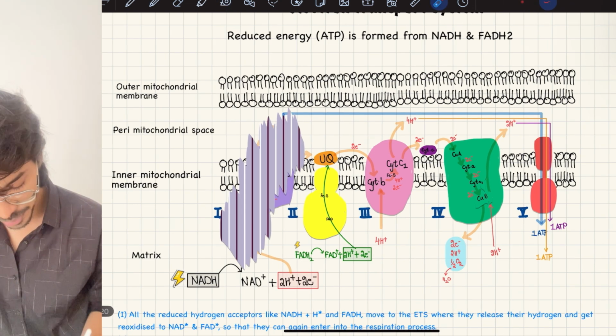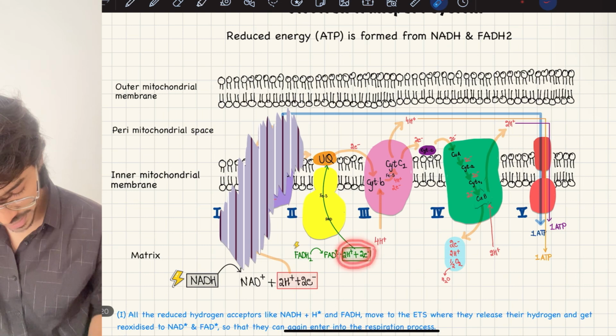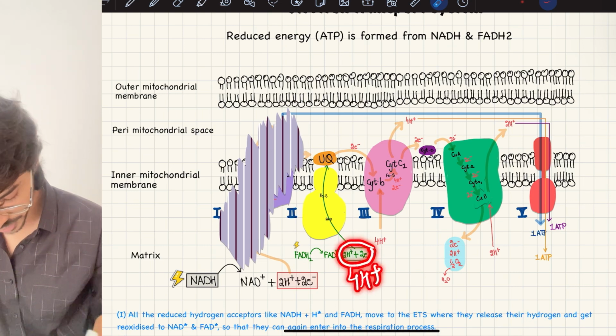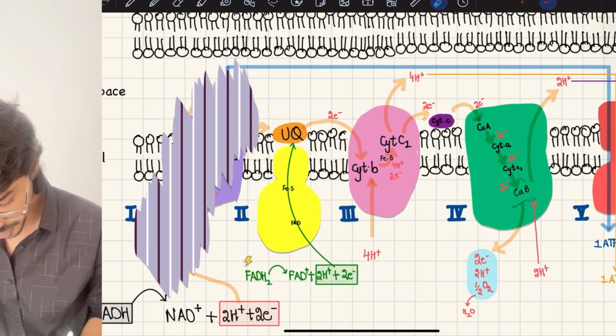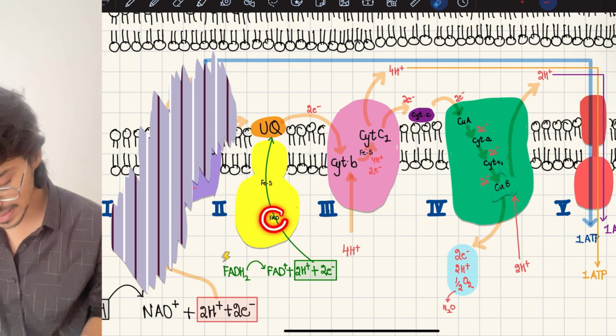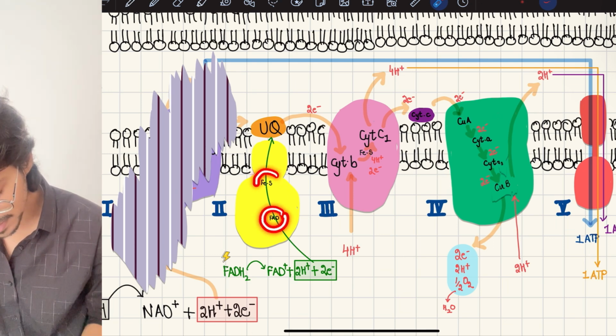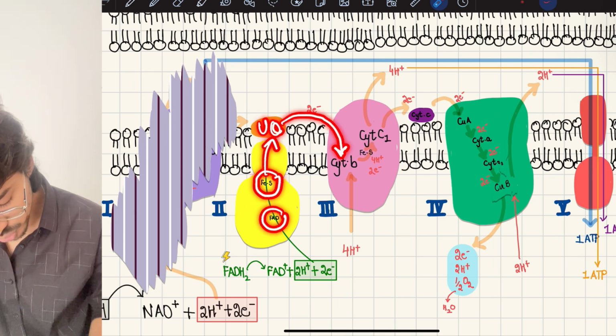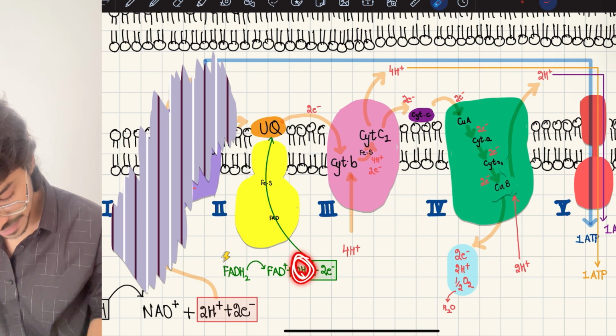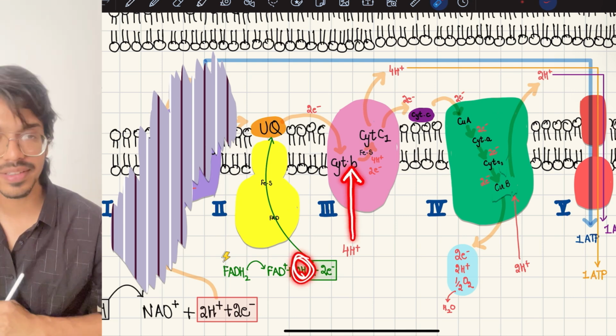So here again it will break down, it will accumulate 4H positive and it will be given over here. If you see, first it goes to FAD, then it goes to FeS and then it will be given to ubiquinone. From ubiquinone the electrons will go over here. But the hydrogen which has been broken over here will enter directly here. Nothing will enter over here.